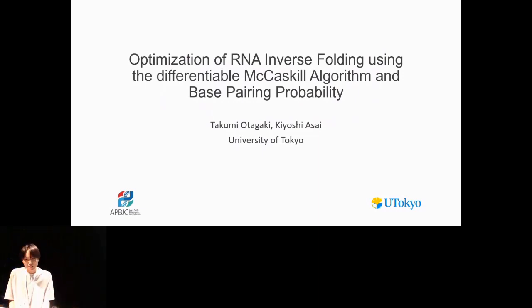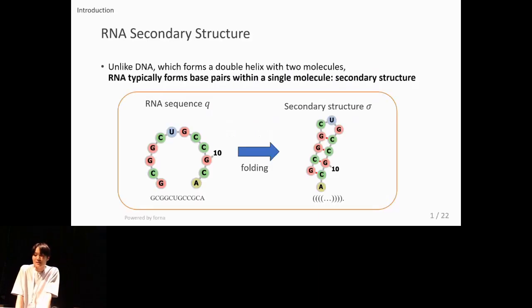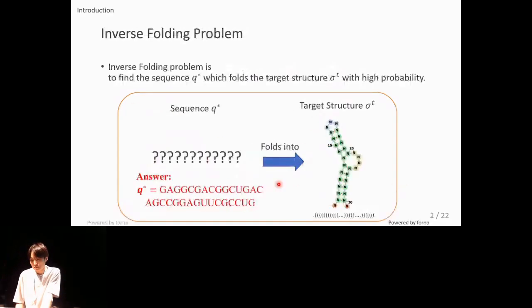The title of my presentation is Optimization of RNA Inverse Folding using the differentiable McCaskill algorithm and base pairing probability. I'd like to start by explaining RNA secondary structure. Unlike DNA, RNA typically forms base pairs within a single molecule, known as secondary structure.